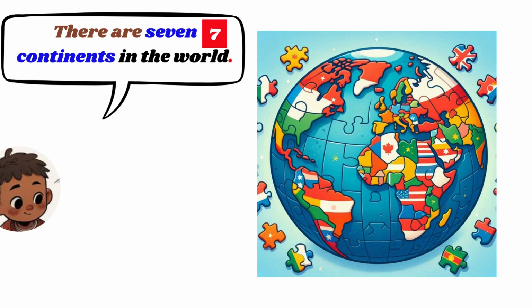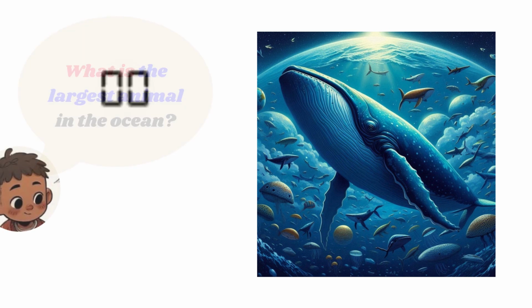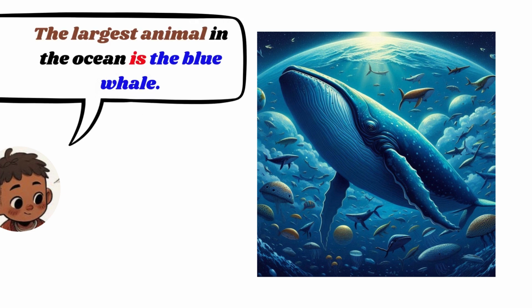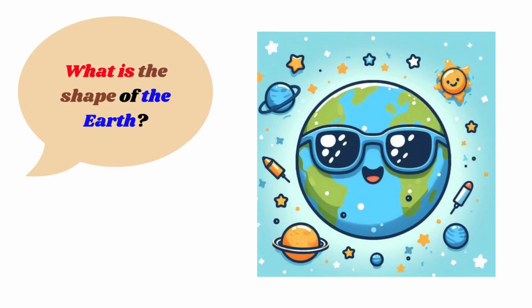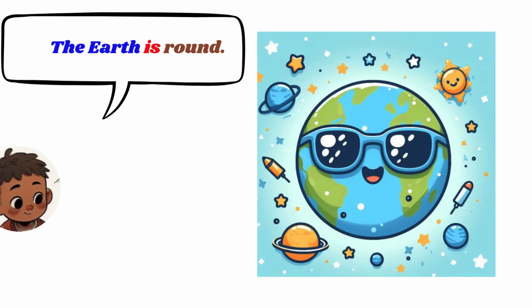There are 7 continents in the world. What is the largest animal in the ocean? The largest animal in the ocean is the blue whale. What is the shape of the earth? The earth is round.